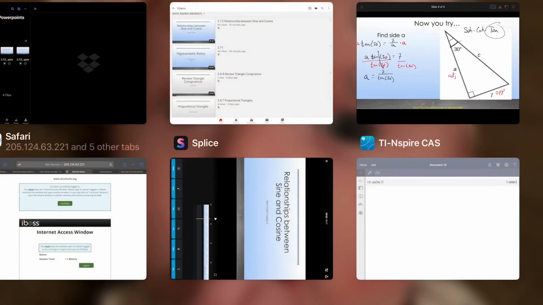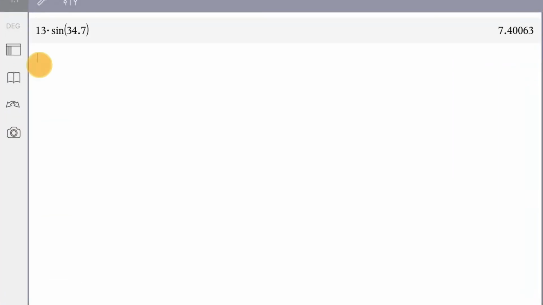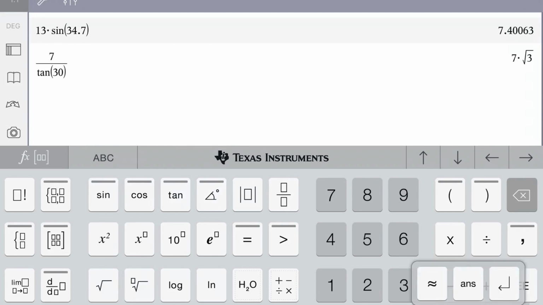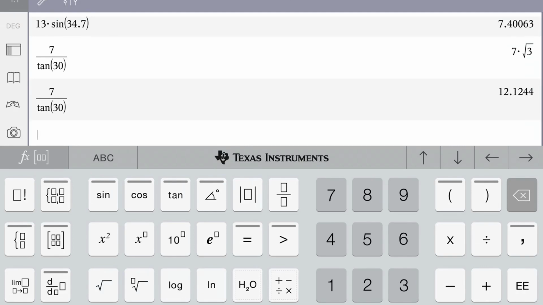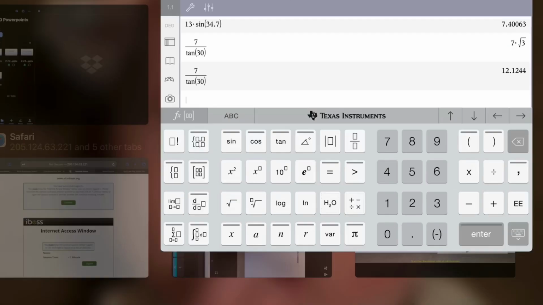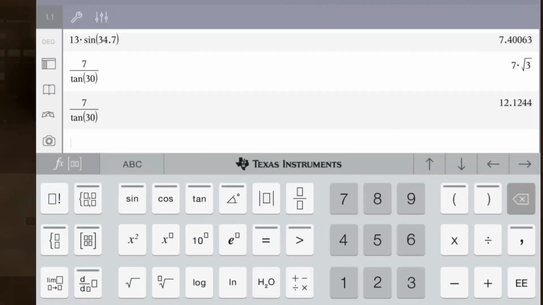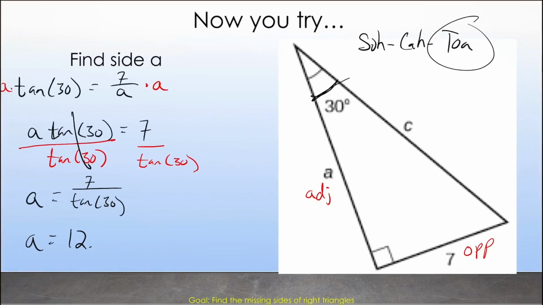We're going to pull up the calculator again. We're going to say 7 divided by the tangent of 30 degrees equals 7 square root of 3. We want to find the approximate answer to that. So I'd say A equals 12.12.